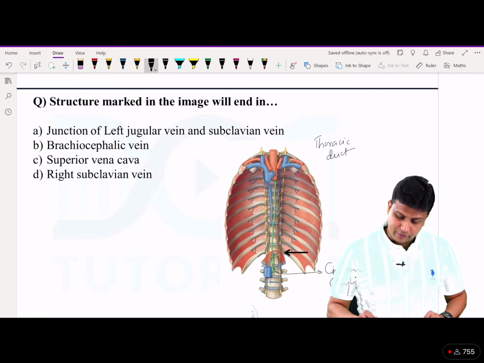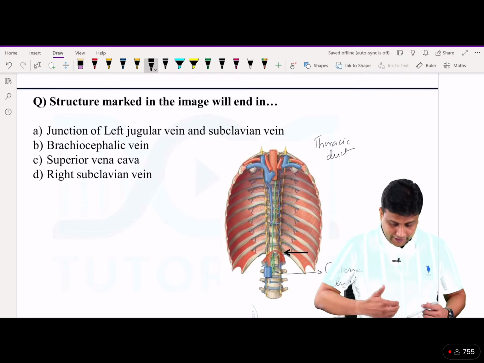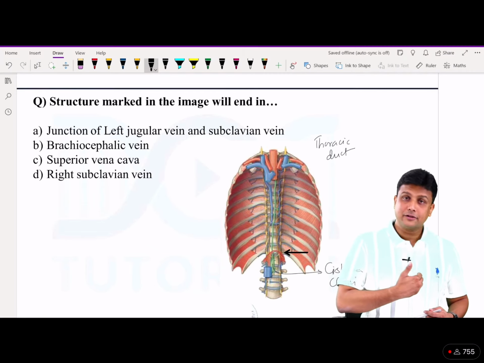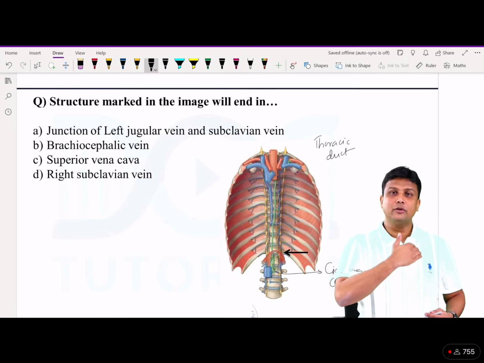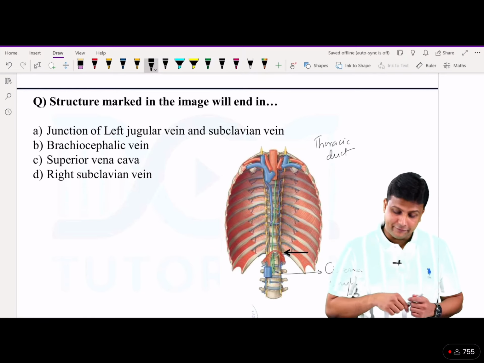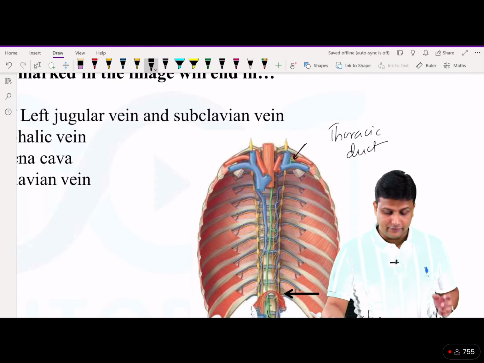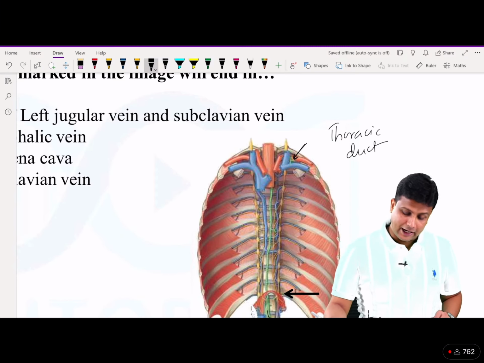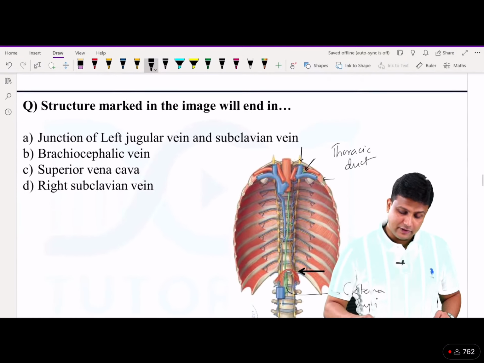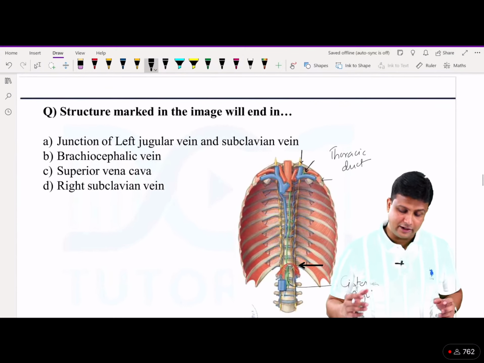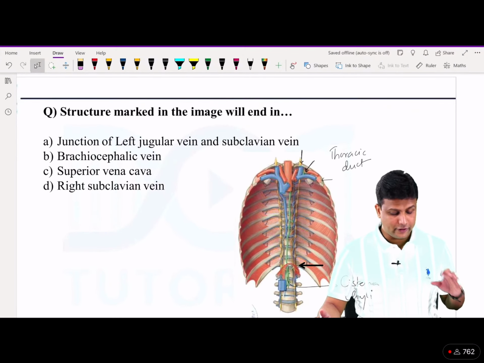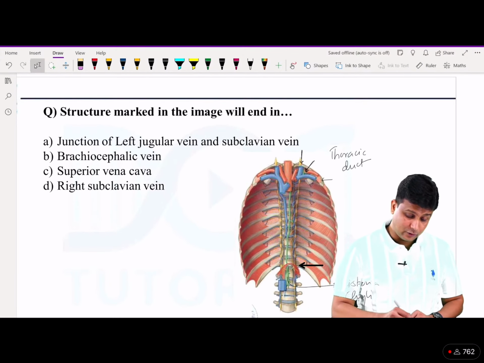So it passes through the aortic opening and ascends up. After ascending, it deviates towards the left at T4, and then ascending further, deviates again towards the left. And finally, if you are able to appreciate in this diagram, it drains all the lymph at the junction of the left subclavian vein here and the left internal jugular vein here, guys. At the junction of the left jugular vein and the left subclavian vein, it finally ends or drains the lymph over there.